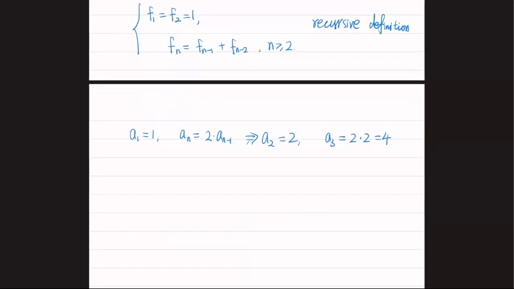Okay, another example. A1 is 0. AN will be 2 times A(N-1) plus 1. Sophia, what's A2? 1. Elisa, A3? 3. Zichen, A4?